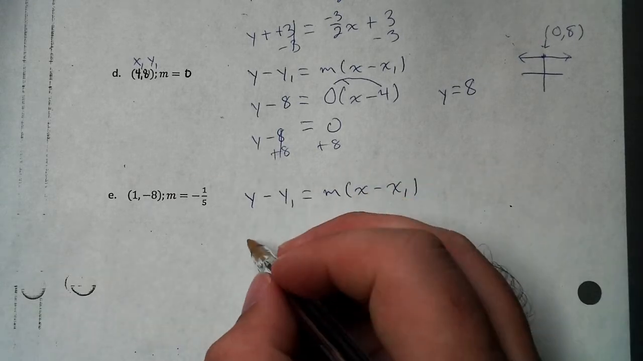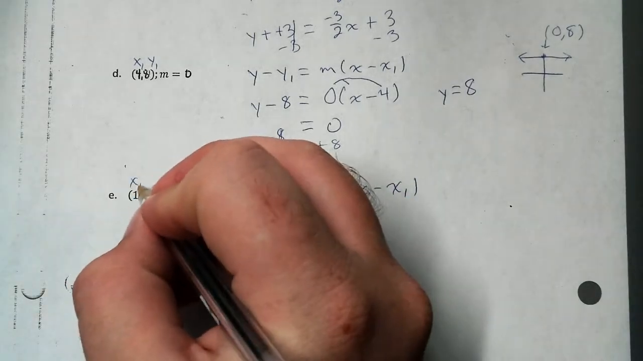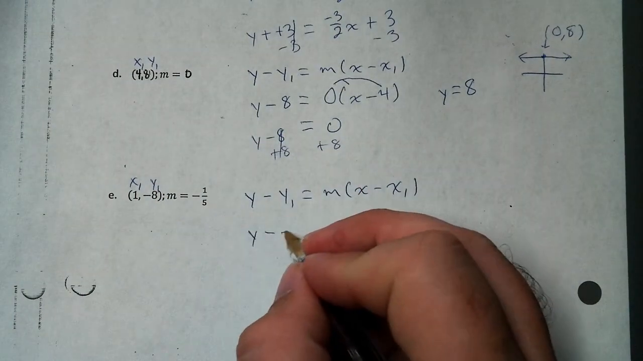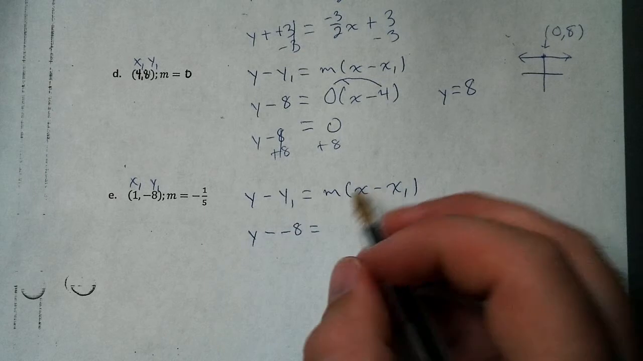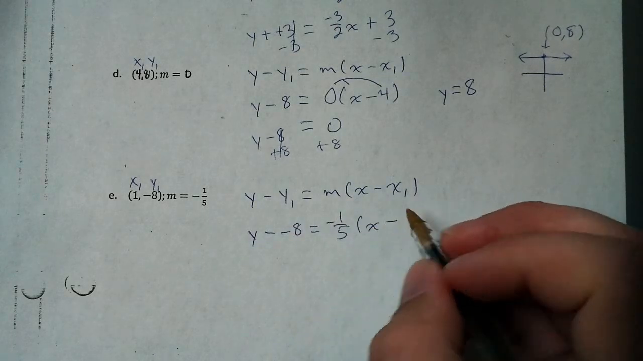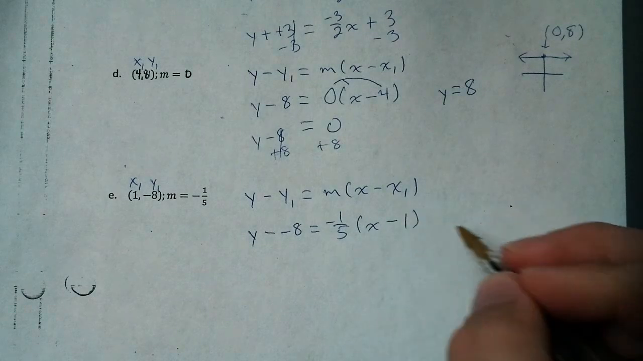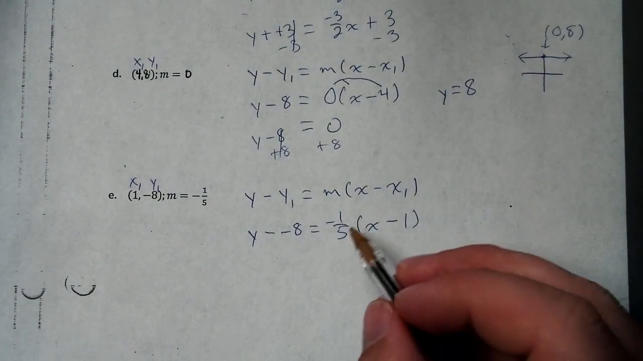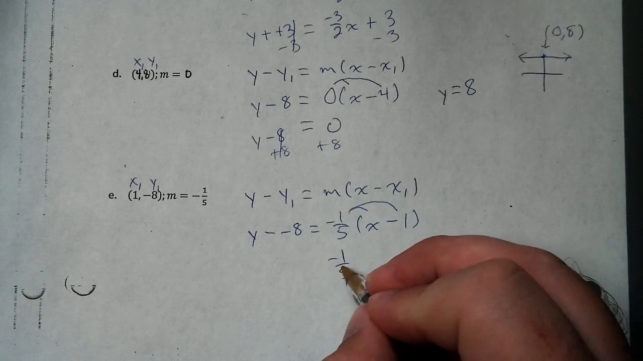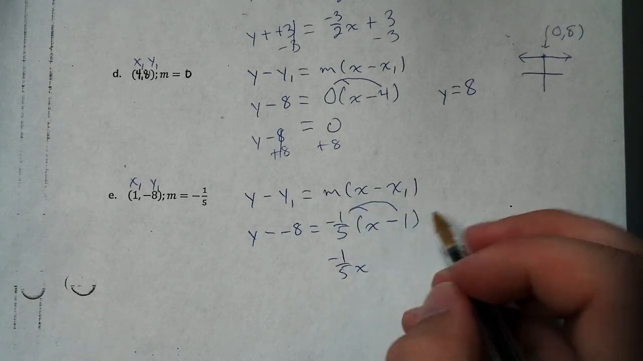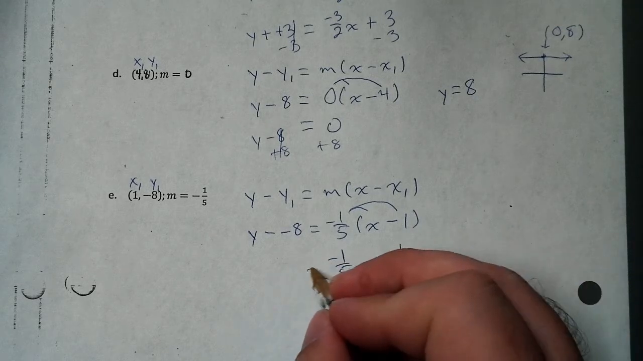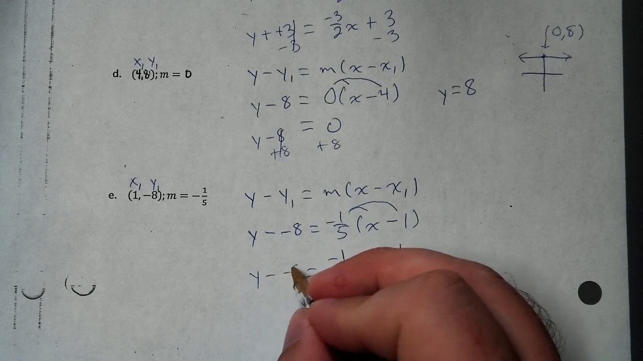Alright, here we go. This is x1, y1. So we got y minus -8 equals my slope, which is -1/5, times x minus, and my x1 is 1. Now, distribute. Boom, boom. -1/5x. -1/5 times -1 is +1/5. And over here we've got y minus -8.